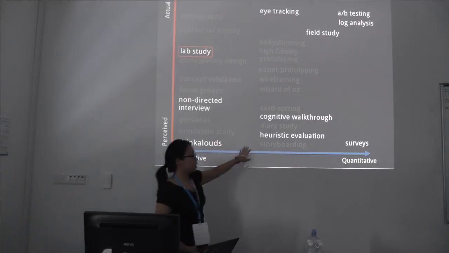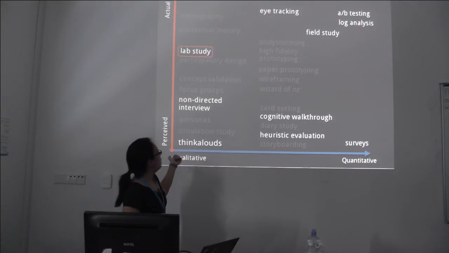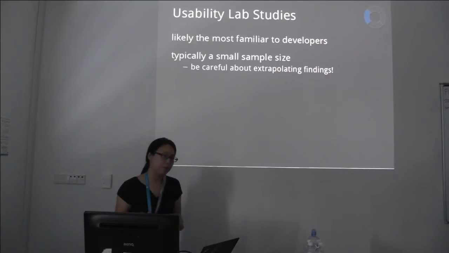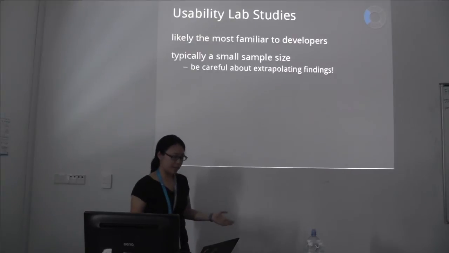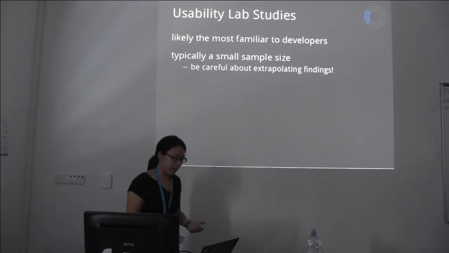In contrast to that, which is done by an expert, the maybe more common example is to use a lab study. These usability lab studies are probably what you see done a lot when you have some piece of software that you want to test and get feedback on. Usability studies in the lab means users are going to come to you. Depending on your resources, it's often a small sample size. The key thing to note here is that you want to be careful about how you extrapolate any findings you get from this kind of study.